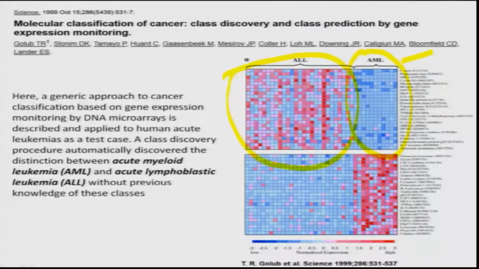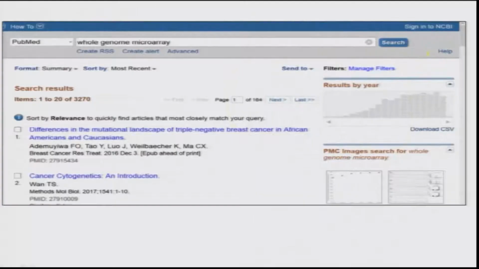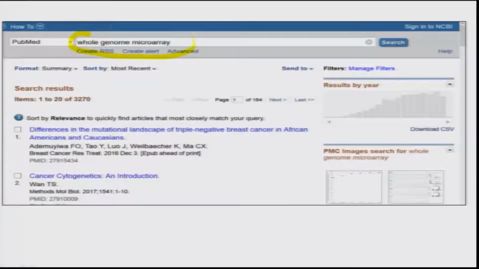If there are drugs that would be more effective in AML, this person can straight away be given them without really waiting for further confirmation. So this is again a landmark paper which really helped us to classify the tumor. And if you look into PubMed and give the query as whole genome microarray, you can see how many studies there are, and it is only growing. With time it is going to go up, and that is the application.